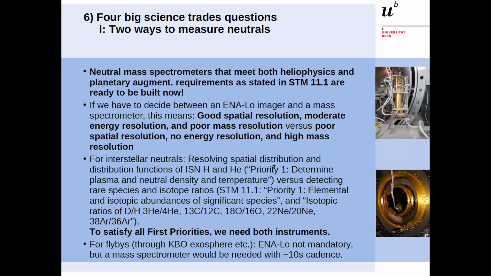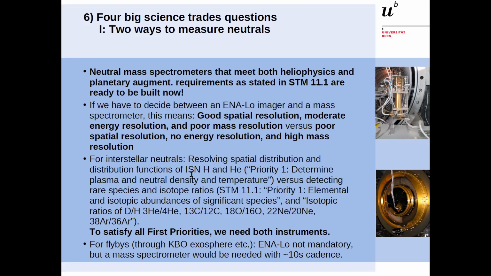So what does this mean? The good message first: neutral mass spectrometers that meet both the heliophysics and the planetary augmentation requirements as stated in STM 11.1 are ready to be built now. That's the most important thing. We are good to go in that respect. Second important thing: if we have to decide between an ENA low imager and a mass spectrometer, this means basically good spatial resolution, moderate energy resolution, and poor mass resolution versus poor spatial resolution, low energy resolution, and high mass resolution.